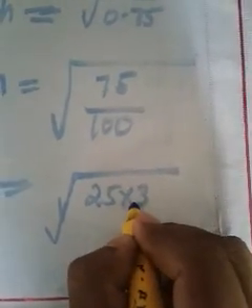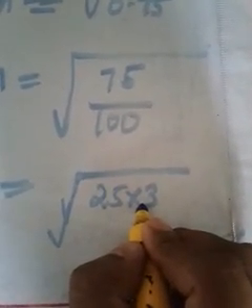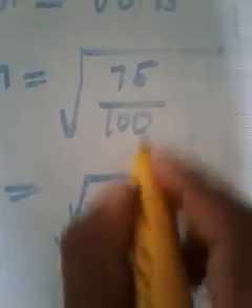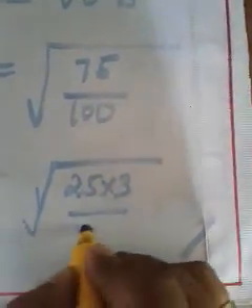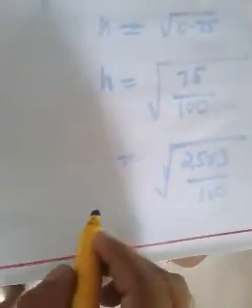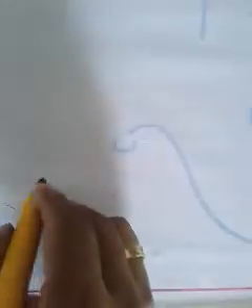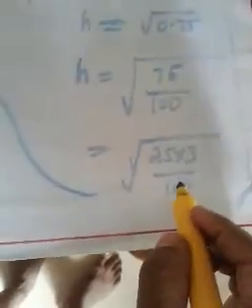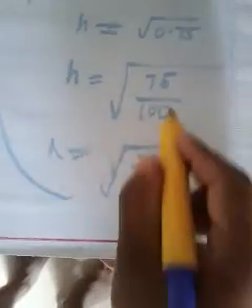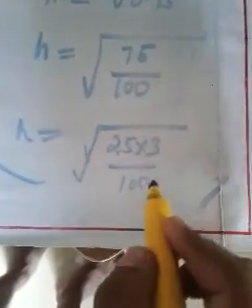Yes, of course. 75 as 25 into 3. I can easily write 25 into 3, because 25 into 3 is nothing but 75. Divided by what? 100. You may have understood, isn't it? Now we just see, what is the value of h now? h is nothing but square root of, instead of 75 I have written 25 into 3 divided by 100. You know why I am writing this?